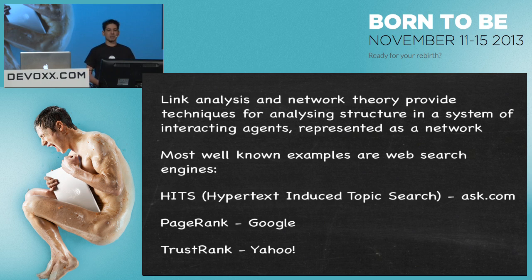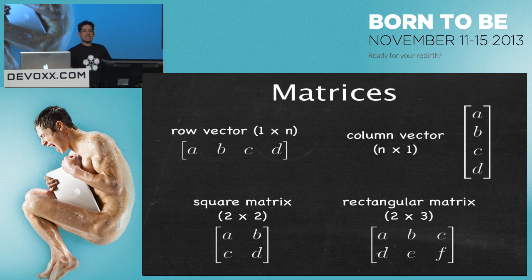The easiest to access examples of these types of algorithms are obviously from the web. So we've got HITS, which is Hypertext-Induced Topic Search, used by Ask, I believe. PageRank, which is not only used but developed by Google, Larry Page and Sergey Brin. And TrustRank, which is a similar sort of idea but a very different implementation, is used by Yahoo, I believe. So what we need is some way of representing all those nice graphy pictures that we've seen up to now in a way that a computer can make sense of them.